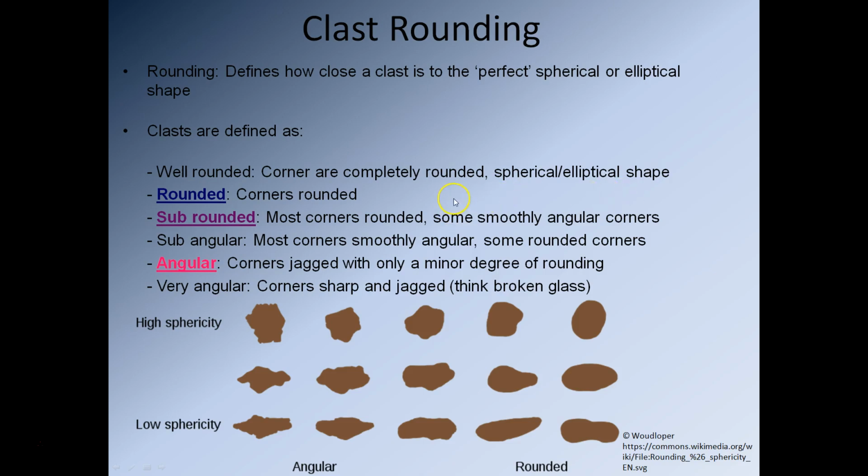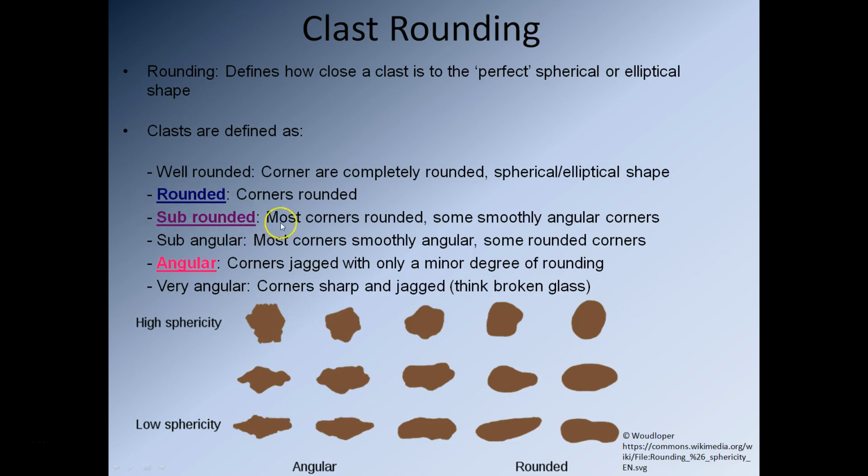So speaking of roundness, the roundness of clasts, here we go. Rounding defines how close a clast is to a perfect sphere or an ellipse. And clasts are often defined in three ways. They are defined as rounded, sub-rounded, or angular. So rounded clasts contain only rounded corners. So they're going to look something like this. No sharp edges. Angular clasts, on the other hand, contain jagged corners with only a minor degree of rounding, so they're going to look something like these clasts here.